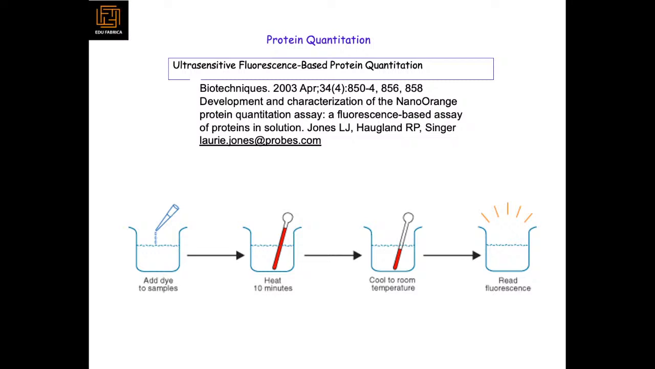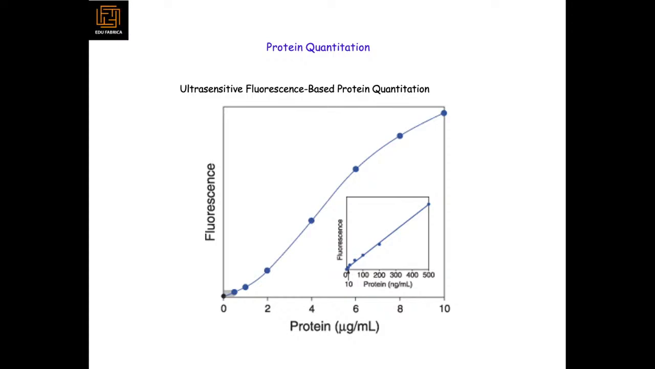Then how do we use this ultrasensitive method? Basically, you have fluorescence on the y-axis and protein on the x-axis. At the various fluorescence values, you will get various concentration values. So by having this curve, we can identify our concentration.